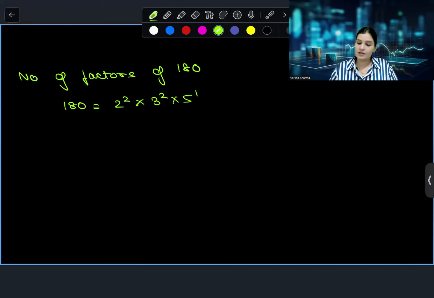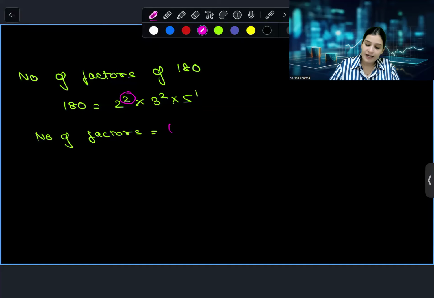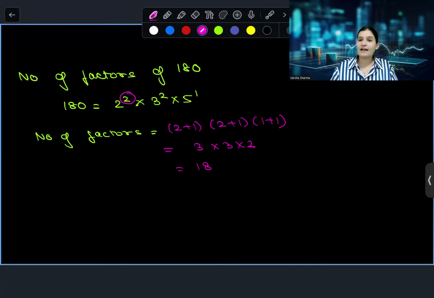So number of factors will be: add 1 to the power and multiply. Add 1 to the power and multiply. So there are 18 factors including 1. Understood?